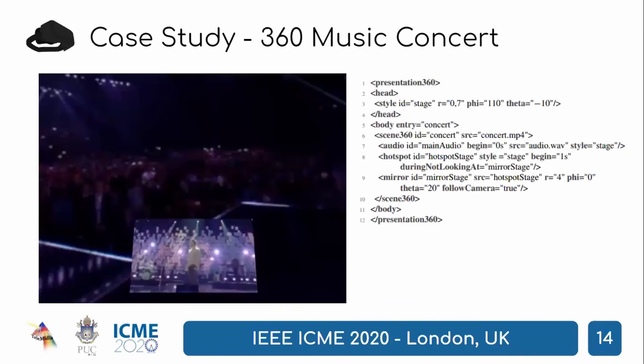The third application, 360 Music Concert, is an application following the 360 video with guided attention scenario. In this application, the viewer is presented with a 360 video of a music concert, and while looking away from the stage, he is presented with a live view of the stage on the bottom part of his view. For defining the position of the stage, we use the hotspot element, and the mirror element is used to show the picture-in-picture live view of the stage, as it's showing in this image on the left.